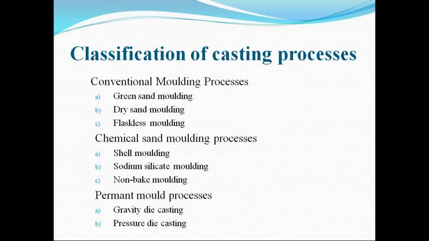In the case of green sand molding, moisture content is available in the molding sand, and that's why it is called green sand. The next one is dry sand, where no moisture is available. Under chemical sand molding processes, there are cell molding, sodium silicate molding, and no bake molding. Next, permanent molding processes are gravity die casting and pressure die casting.